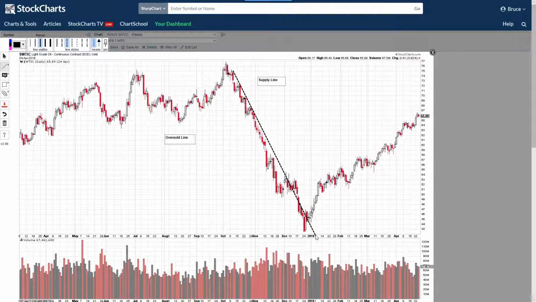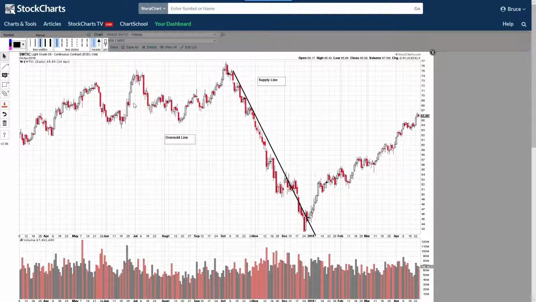And this is our supply line. This is because in the attempt to advance, supply becomes present when it reaches the supply line. It's just the opposite of an uptrend. And so we can see that there's a sharp decline that tends to hold the stride of the decline all the way through to the bottom, to the climax.